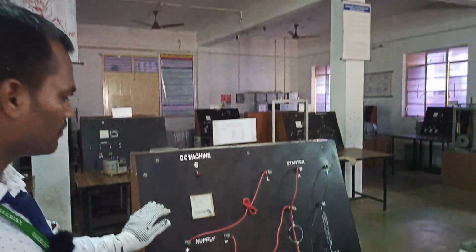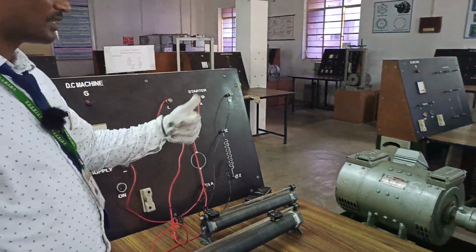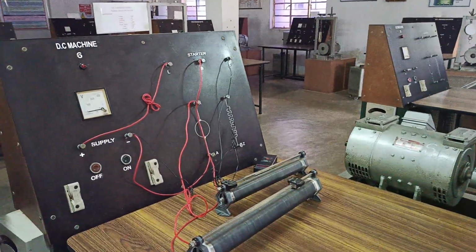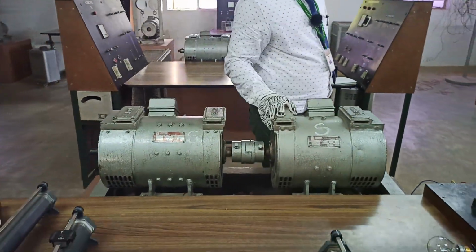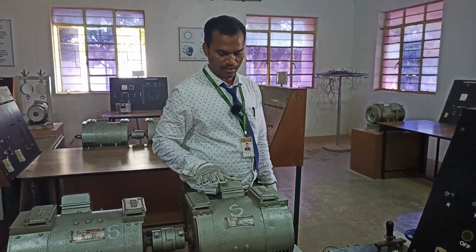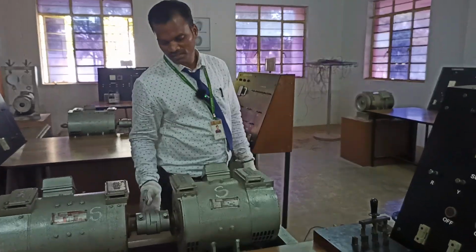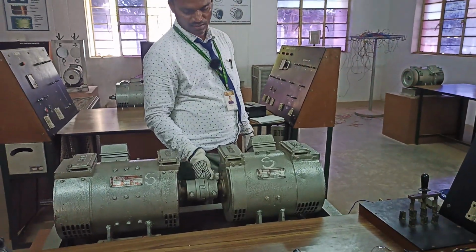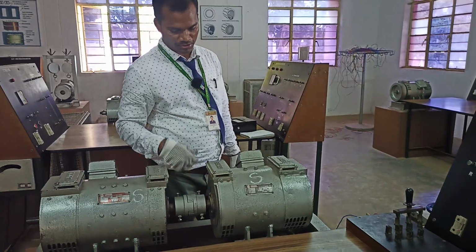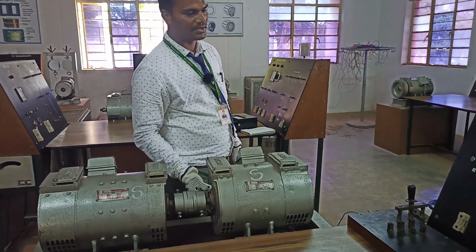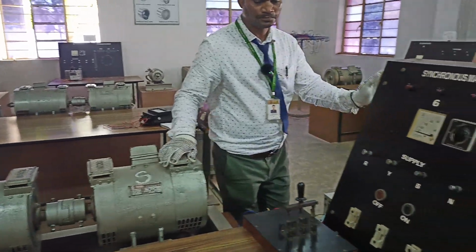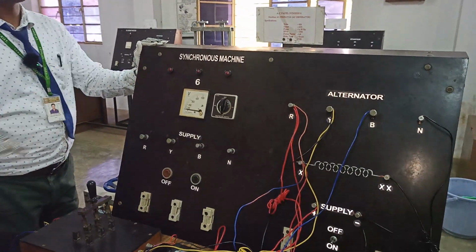So this is how we need to excite the alternator with a DC shunt motor, and this alternator can also be replaced. Here it is an electromagnet alternator. We are going to replace this electromagnet in the field winding with a permanent magnet, and we are going to find out the characteristics of this alternator.